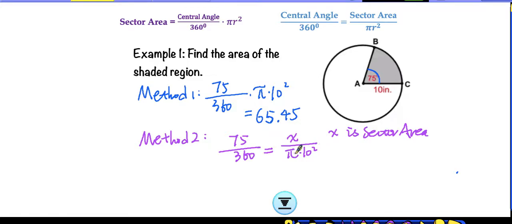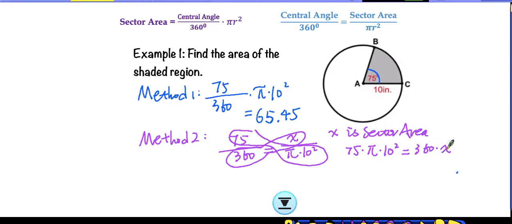Next, we are going to use cross multiplication. After cross multiplication, we do not have fractions anymore. We have 2 sides of the equation. It doesn't matter which one you put left or right, because equations are always okay. So one side is 75 times pi times 10 squared, and the other side is 360 times x. So in order to solve for x, we need to what? Yes, you are correct. We need to isolate x by dividing by 360 on both sides.